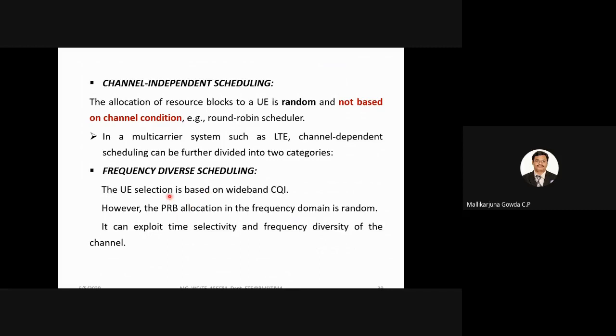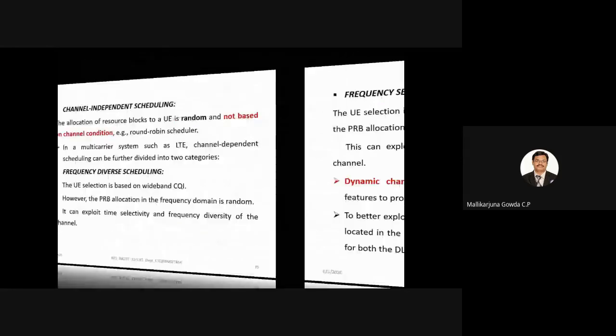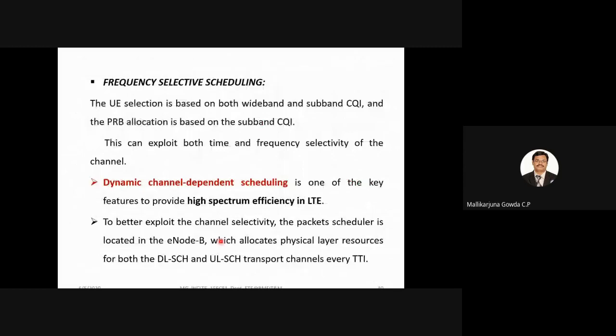I said here the user equipment selection is based on the wideband CQI, and the PRB allocation will be in the frequency domain, and it is random, and it can exploit time selectivity and as well as the frequency diversity of the channel. And the second one is the frequency selective scheduling.